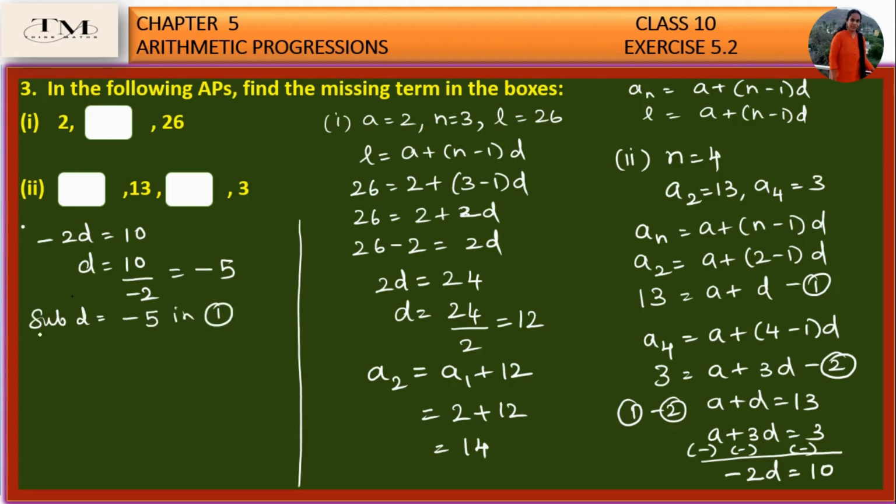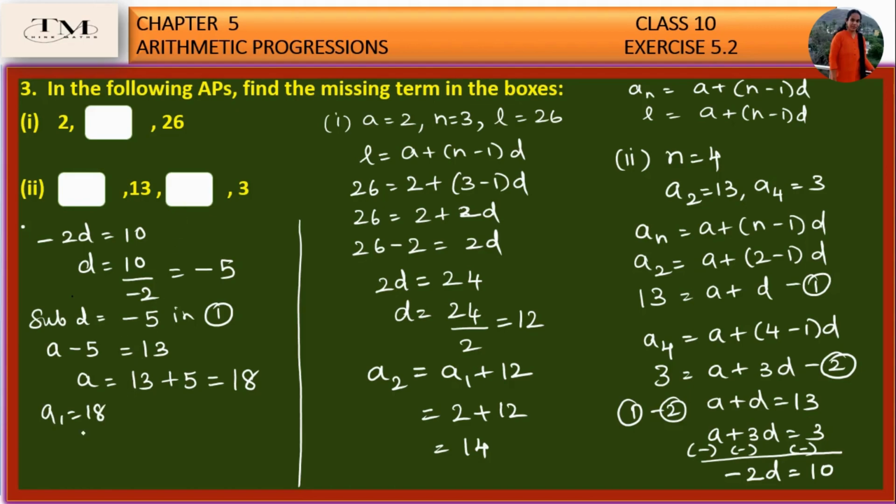So in one equation, here a instead of d minus 5, so the sign will change. a minus 5 is equal to 13. Then a will be equal to 13 plus 5, since the minus 5 becomes plus 5 when the side changes. So 13 plus 5 is 18. So a is equal to 18, that is, the first term is 18.